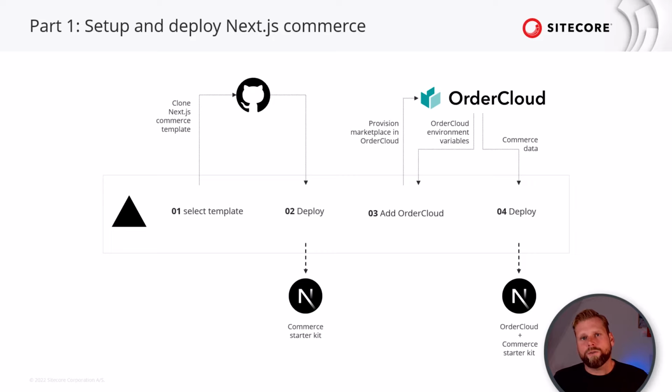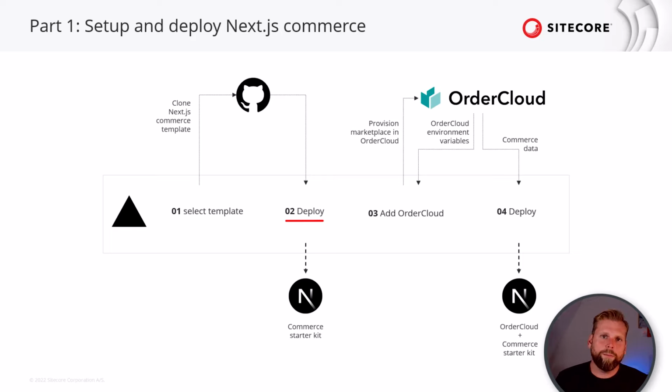We're going to go into Vercel.com and we're going to start selecting the Next.js Commerce Starter Kit as a template. That will clone that template into my personal GitHub repository, and then we'll trigger a deploy on Vercel.com. That deploy will pull back the code from GitHub and deploy my statically generated website directly on Vercel. At that point in time, we'll have a commerce storefront up and running, but it still uses the local data from the markdown files that I have in GitHub.